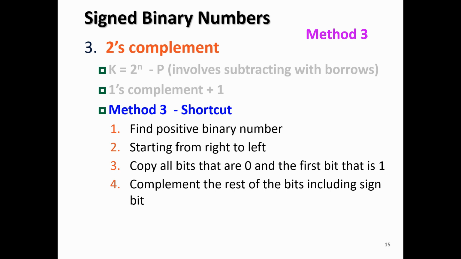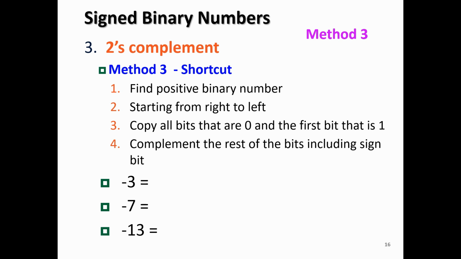Another way of finding the 2's complement of a binary number is as follows. First, we find the positive binary number, okay? And then starting from right to left, we copy all the bits that are 0, and we also copy the first bit that is a 1. After that, we complement each of the remaining bits, including the sign bit.